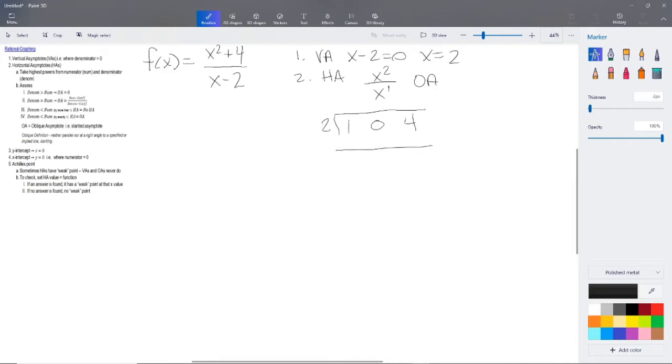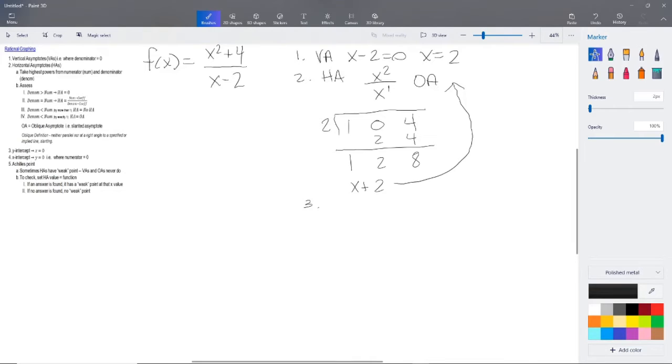Draw the line. Do your synthetic division. 1 comes down. 1 times 2 is 2. 0 plus 2 is 2. 2 times 2 is 4. And 4 plus 4 is 8. This 8 is a remainder. We don't really need it, though. What we need is the first two things, which tell us that x plus 2 is the equation for the oblique asymptote.